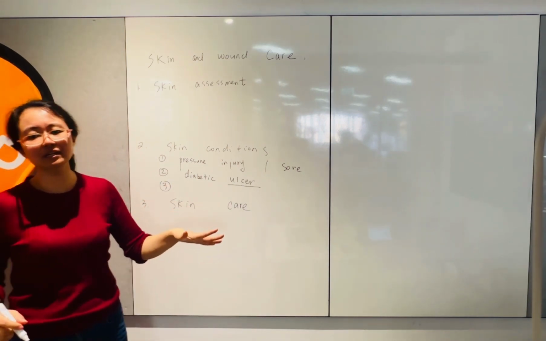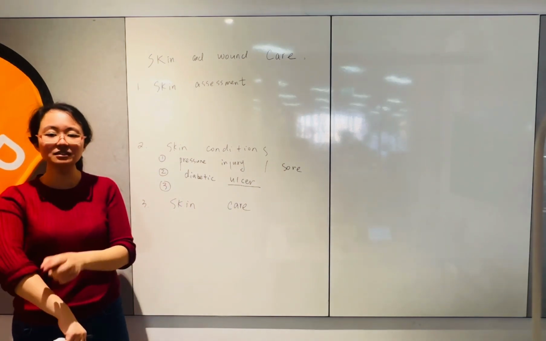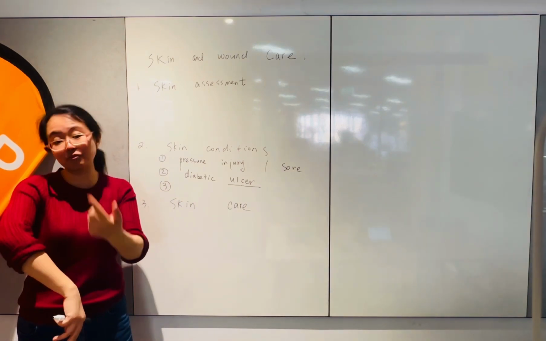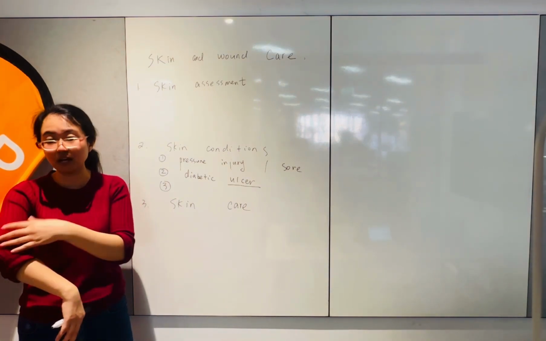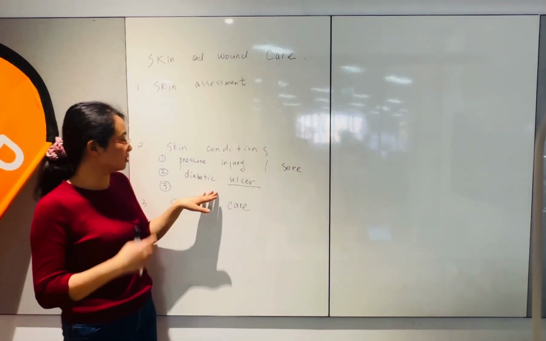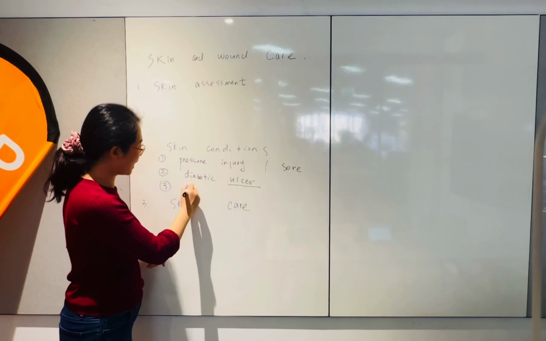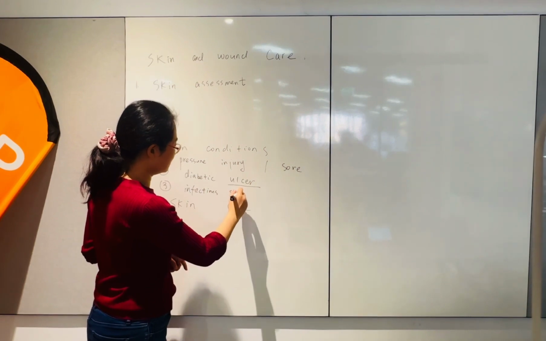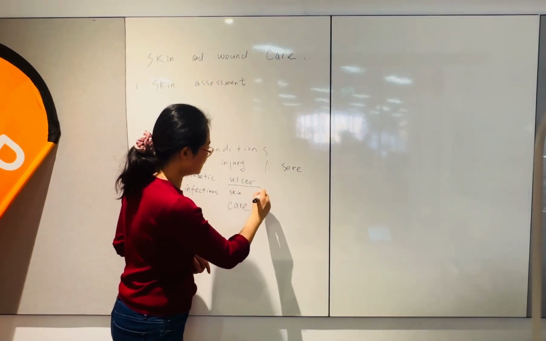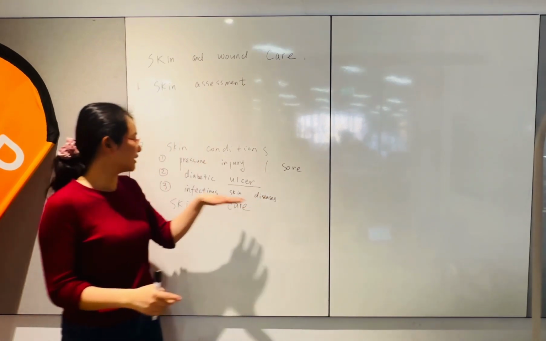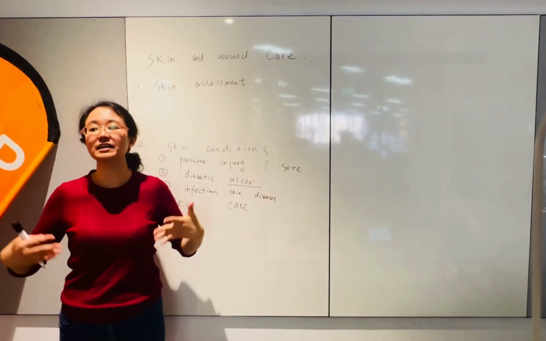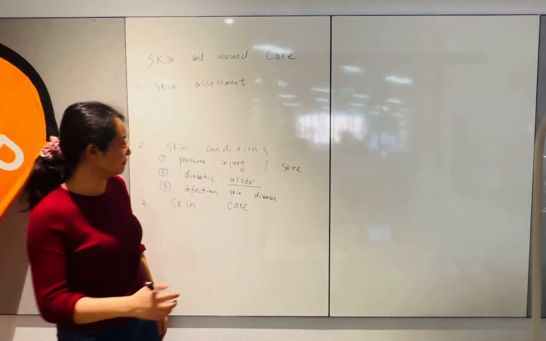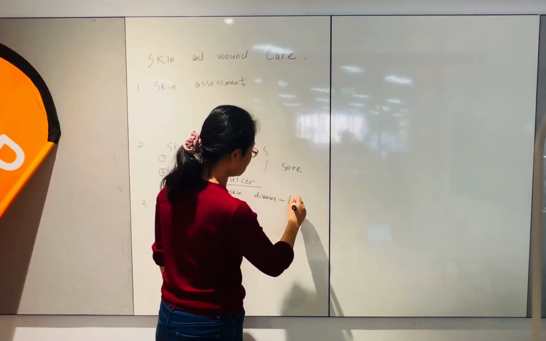Other conditions could be that sometimes patients have a skin lesion, and germs like bacteria or viruses could travel through the broken skin and then invade the internal tissue. So these are infectious skin diseases, some kind of skin problems caused by infection, especially bacterial infection.